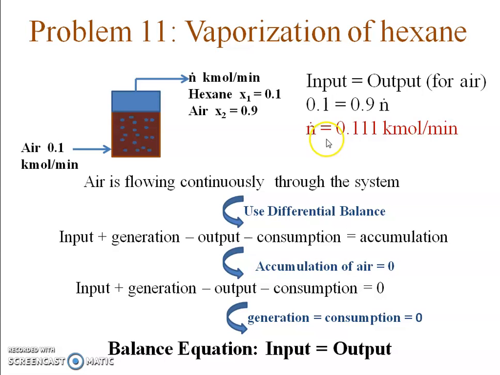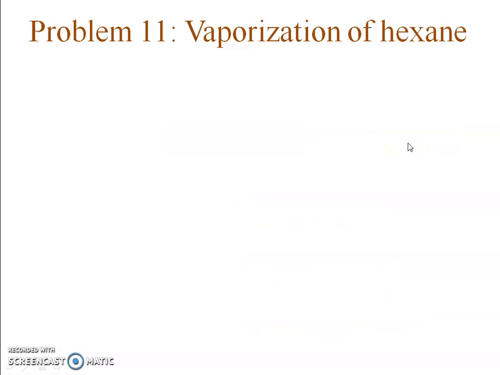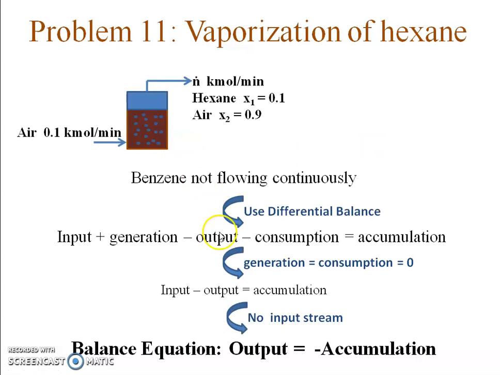So you find out what n dot is, that is equal to 0.11 kilomole per minute. This stream contains air plus hexane which has been vaporized. Okay, now let's see the other component, hexane. Oh sorry, this is hexane but I have written benzene, so just make it hexane.